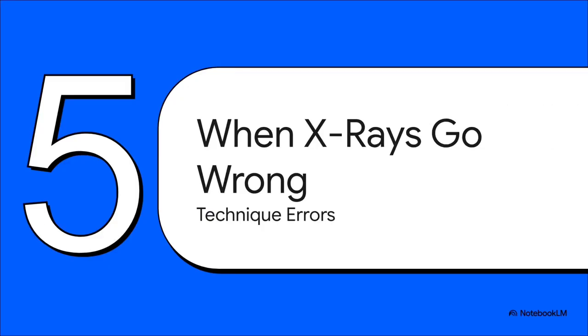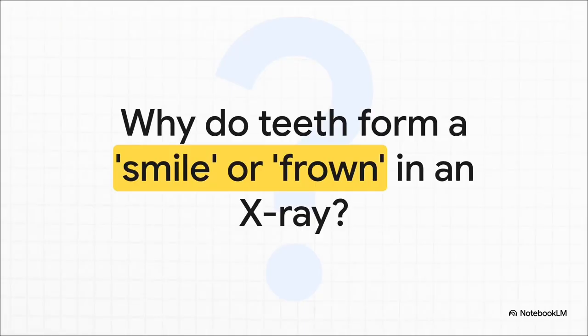Okay, before we wrap up, let's talk about what happens when the X-ray itself doesn't go perfectly. Getting a great image takes really good technique from the dental team and a little cooperation from you. So, have you ever seen one of these big panoramic X-rays where the teeth look like they're in some kind of crazy, exaggerated smile? Or maybe a really sad frown? Well, that's not actually how the person's jaw is shaped. It's a classic sign that something went wrong with the positioning.